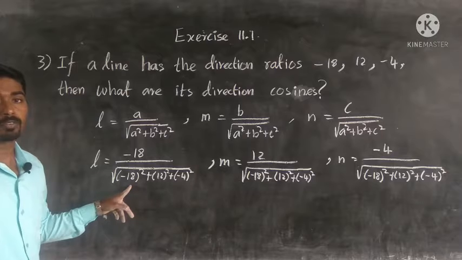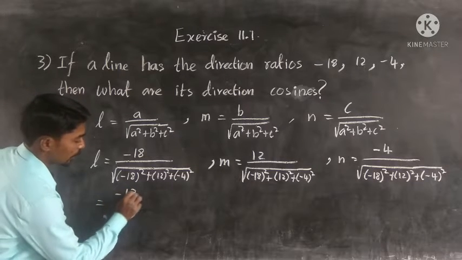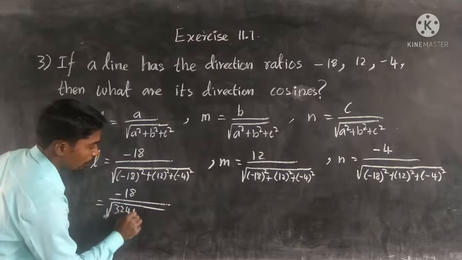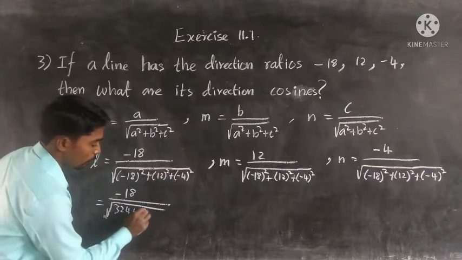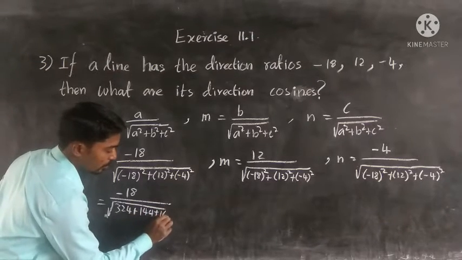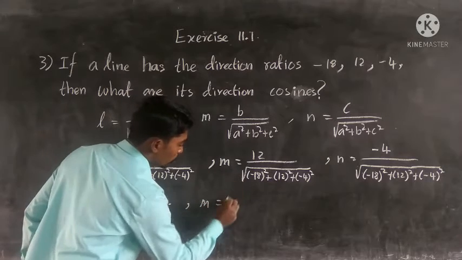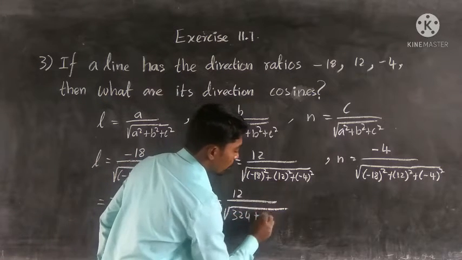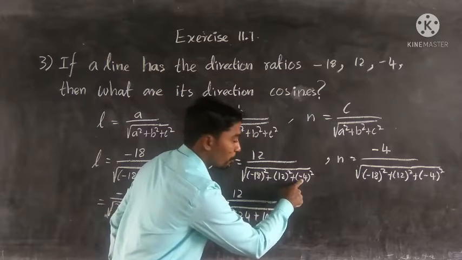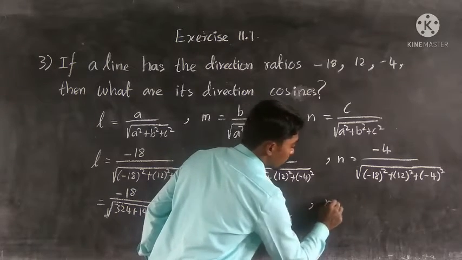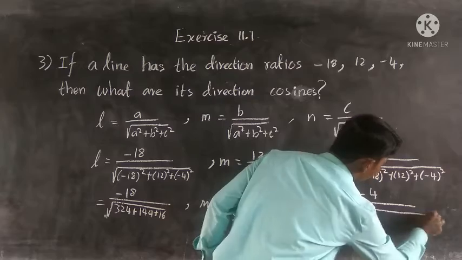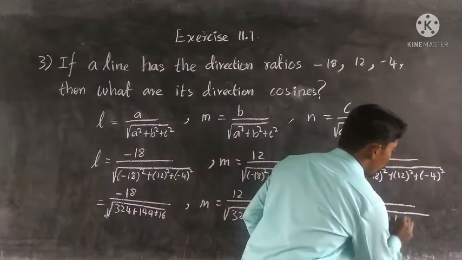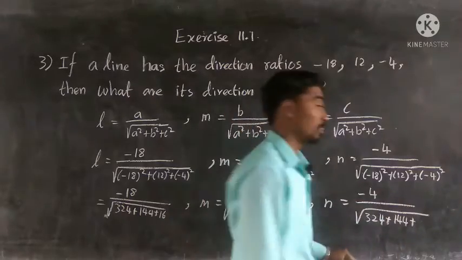Now we can find the square values. l is equal to minus 18 divided by square root of, square of 18 is 324, plus square of 12 is 144, plus square of minus 4 is 16, and m is equal to 12 divided by square root of 324 plus 144 plus 16, and n is equal to minus 4 by square root of 324 plus 144 plus 16.